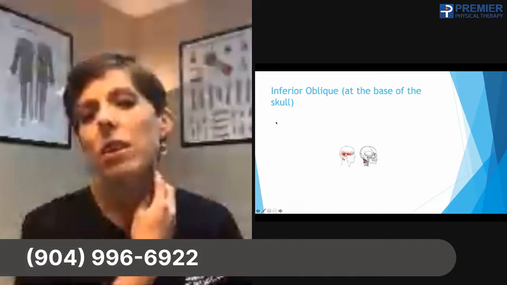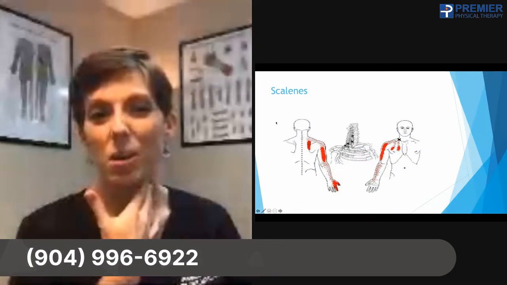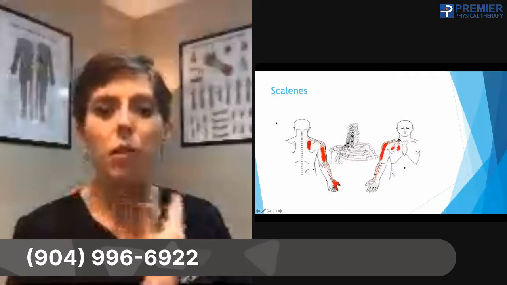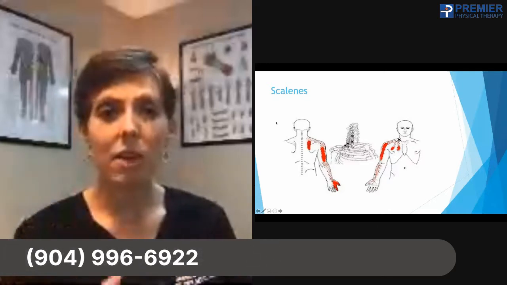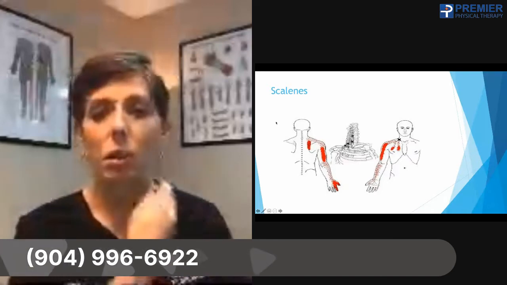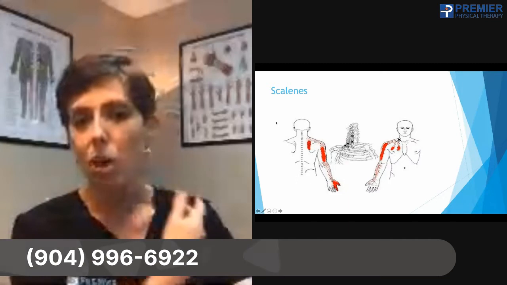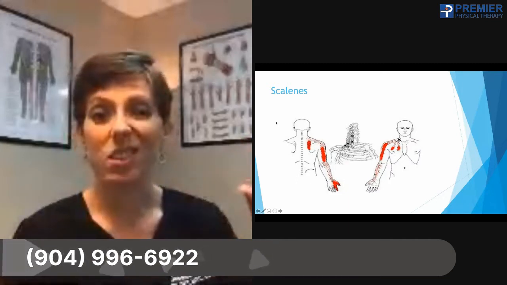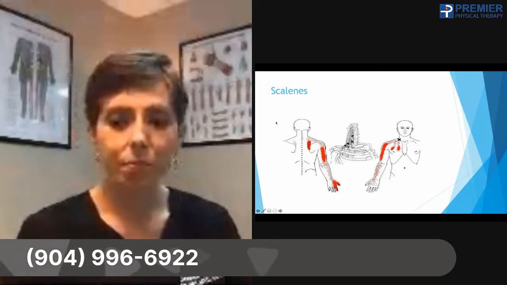Scalenes, these are the muscles in the front of the neck. They help with respiration. When you've got a trigger point in there, it can refer pain as if you have some sort of nerve impingement. It very much looks like what we call a median nerve entrapment. Because the pain goes all the way down the arm, it can go all the way down to the fingers. So it can very much mimic a disc dysfunction.